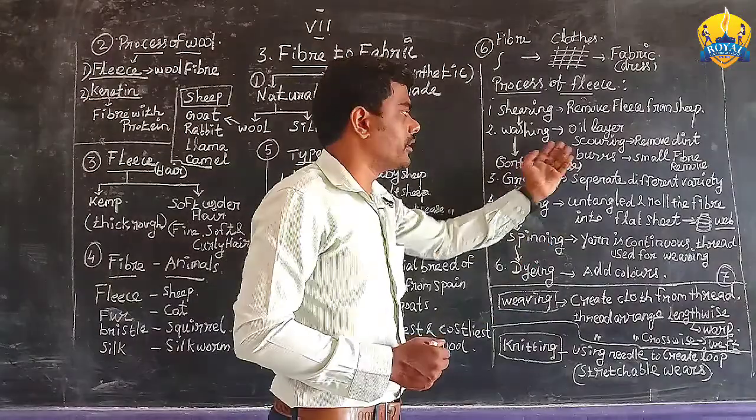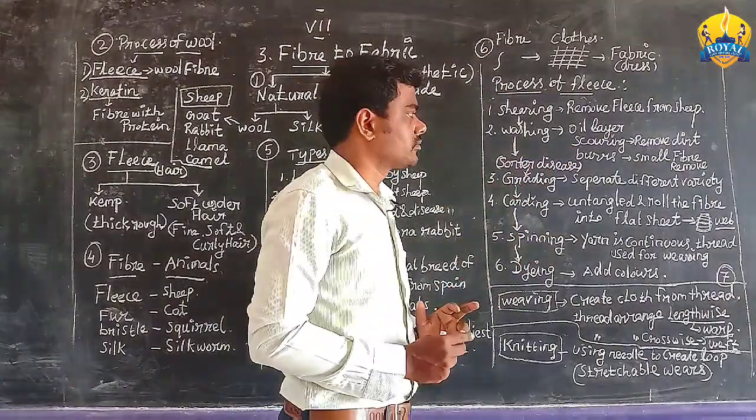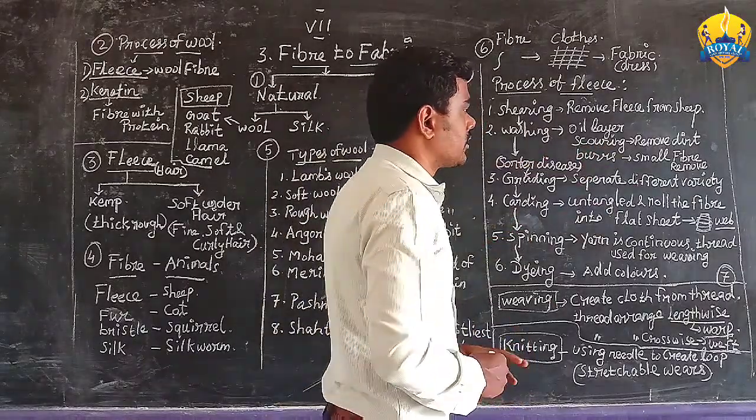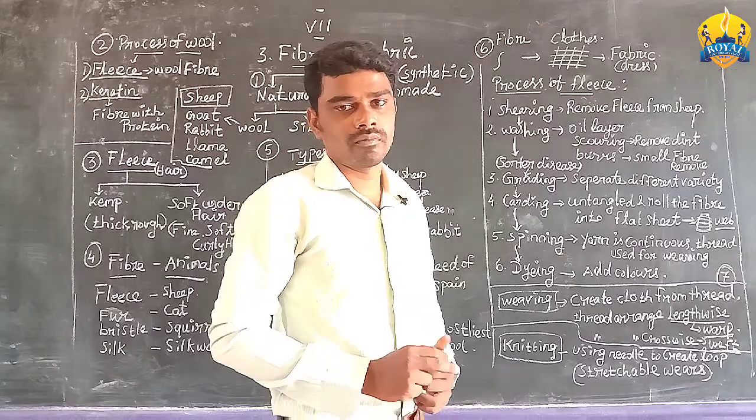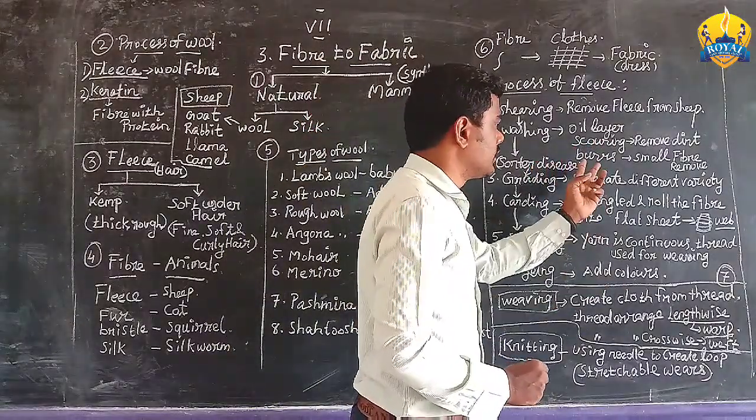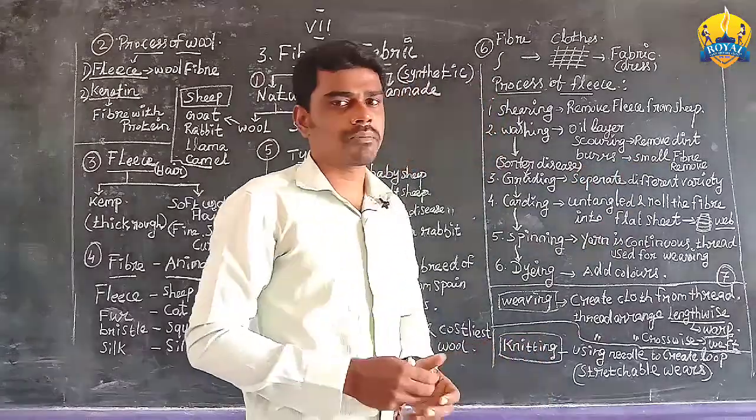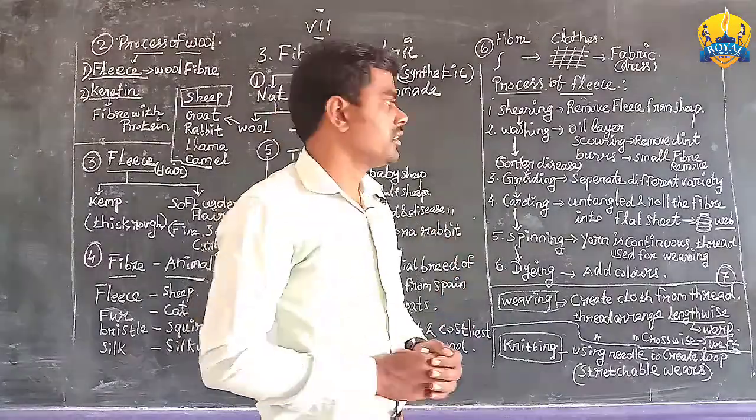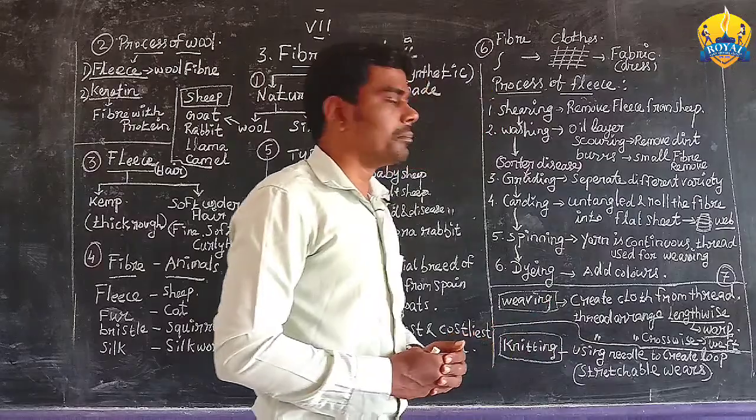What is washing? The oil layer is cleaned, which is basically of 2 types. One is scouring, which removes dirt and substances in the wool fiber or fleece. The other is burrs, where the small fibers are removed, based on the size and length of the fiber. Those small fibers are removed, which is known as burrs.